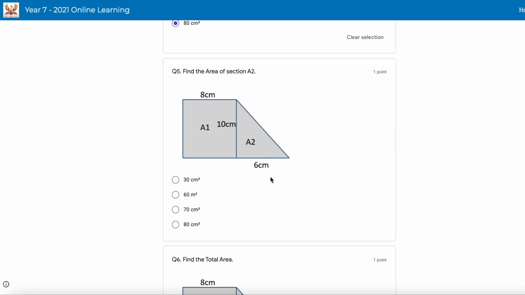And we need to remember back to our lesson on finding the area of a triangle. There was a different formula for finding the area of a triangle. And that was the formula half times the base times the height. So we need to multiply our base times our height. Our height is 10 centimeters, our base is 6 centimeters, and we need to multiply that by 1/2 as well.